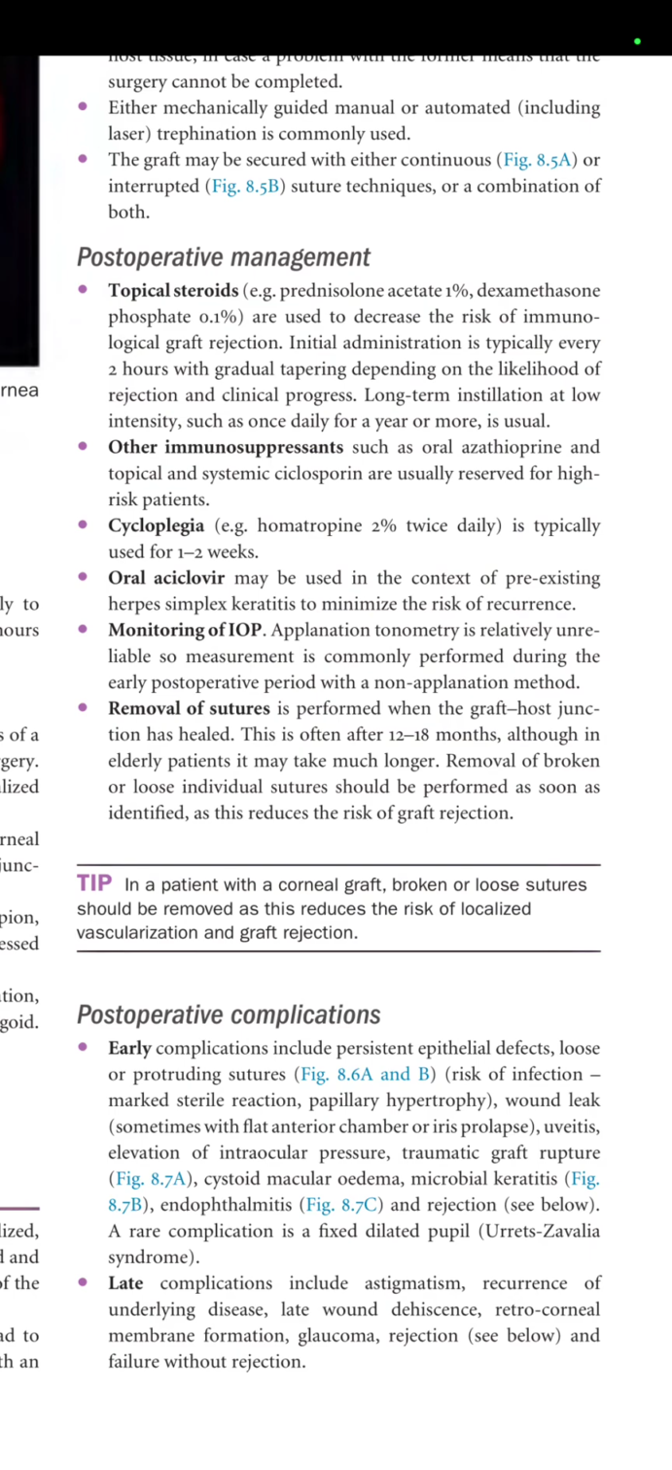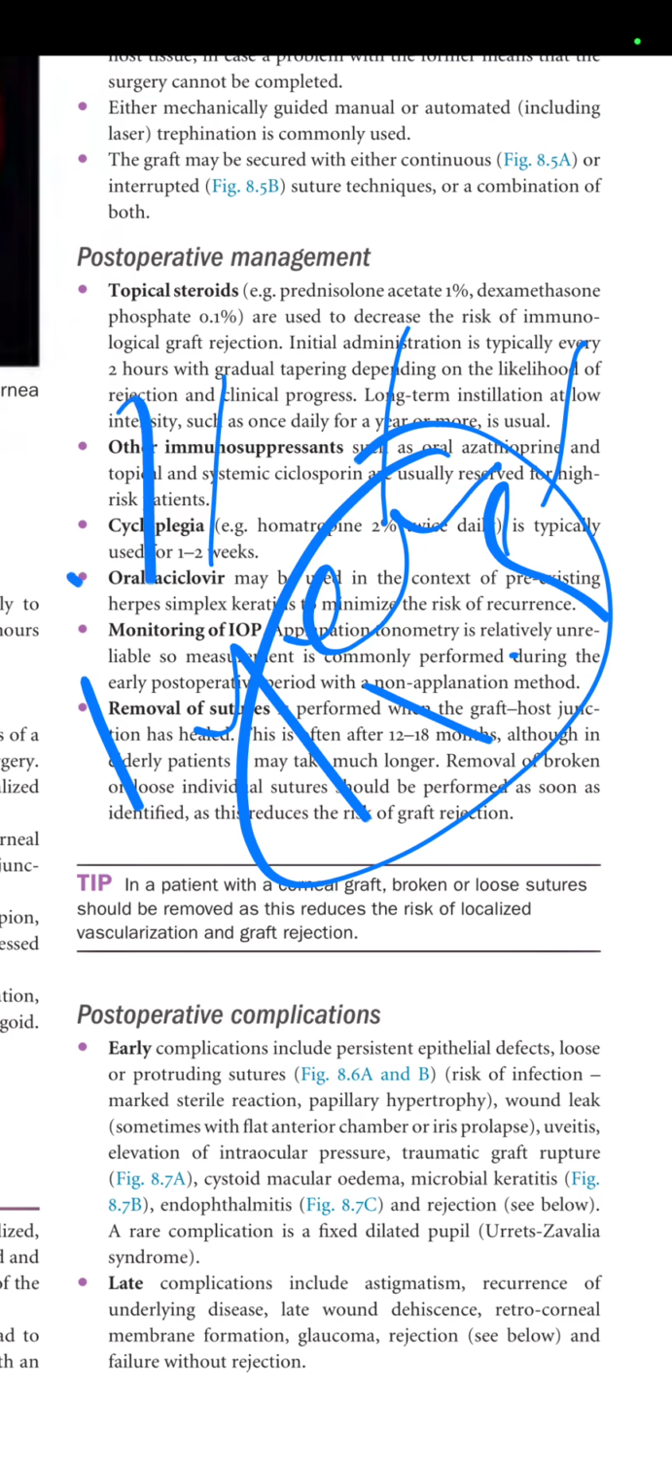Removal of suture is performed when the graft-host junction has healed. This is often around 12 to 18 months, although in the elderly it may take longer. Removal of a broken or loose suture should be performed as soon as it is identified, as this reduces the risk of graft rejection. So we remove the suture after 1 to 1.5 years, but if there is a loose suture, we can remove it early, and if there is a broken suture, we can also remove it early.